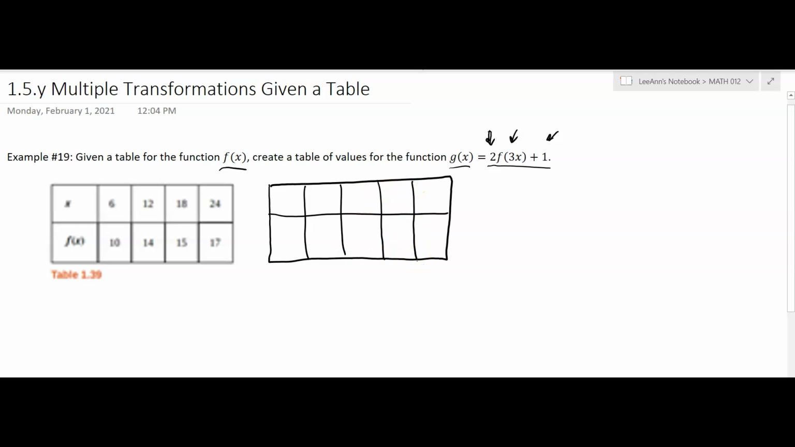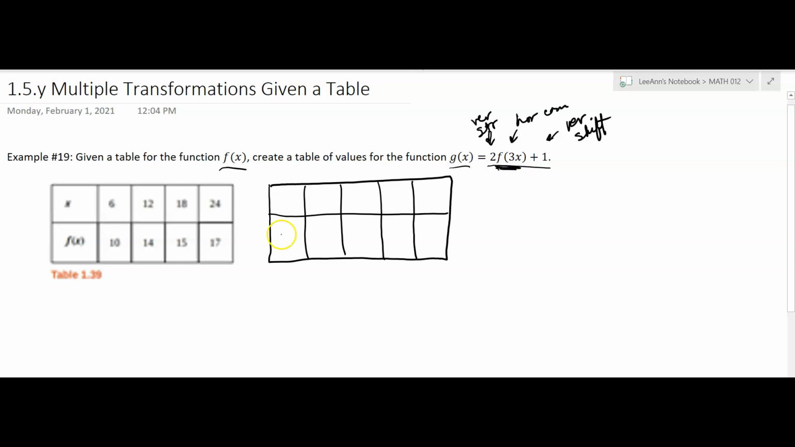And like I said, I'm going to do the horizontal stuff first. So this was a horizontal one, and it was a compression. Right? And then this was a vertical stretch, and then this was a vertical shift. Okay, a little bit of abbreviating there. So I'm going to do just the horizontal piece first.